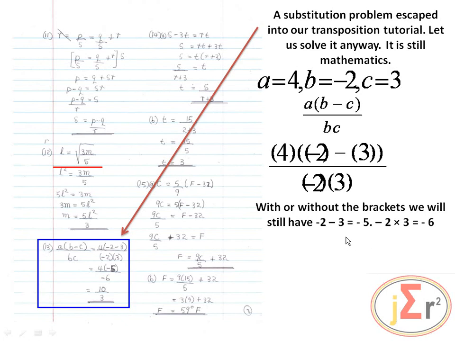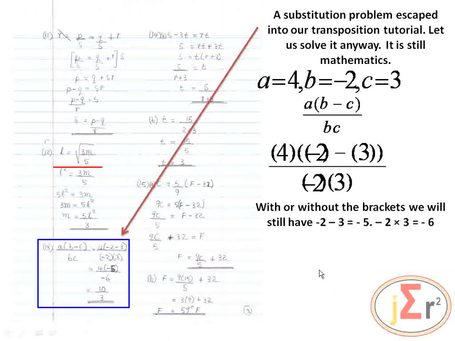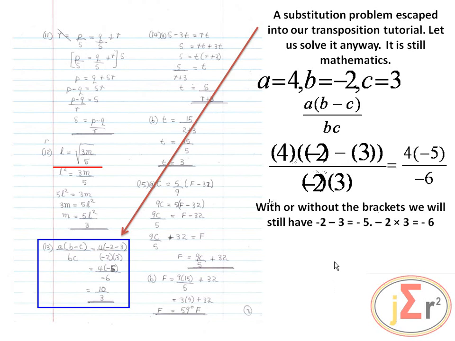And there's no problem with the denominator. Multiplying a negative and a positive, the result is negative. When we multiply 2 numbers that have different signs, the answer is negative. So there we have now 4 times a negative 5 all over negative 6, and we will reduce by a common factor of 2. 2 into 4 is 2. 2 into 6 is 3.